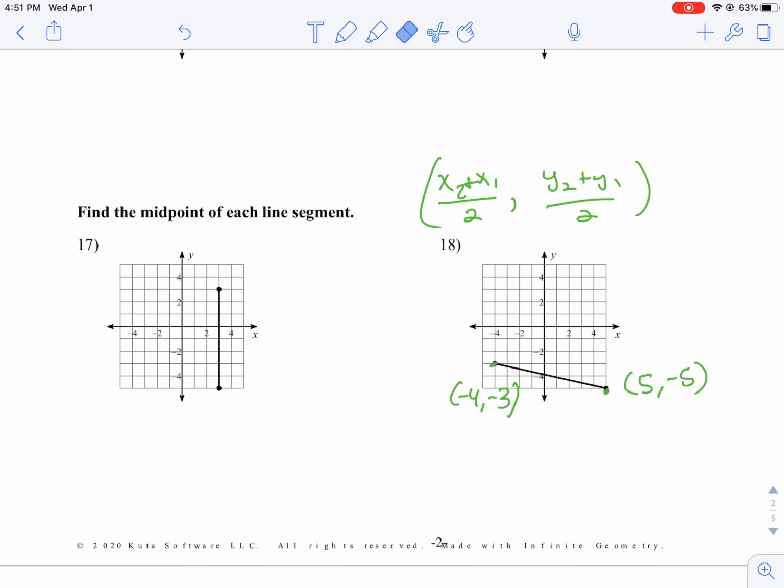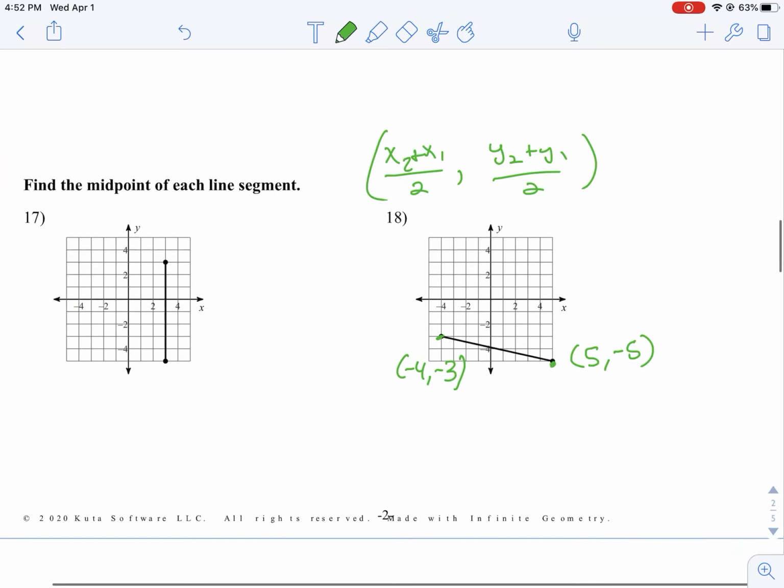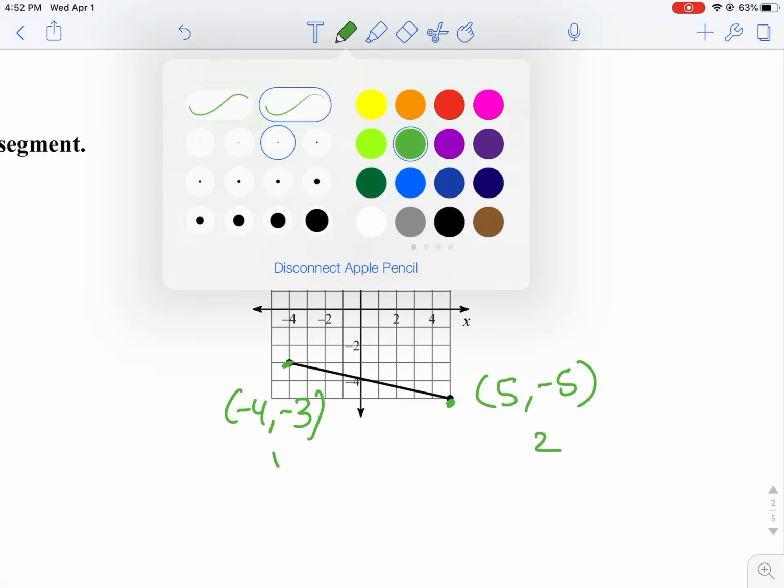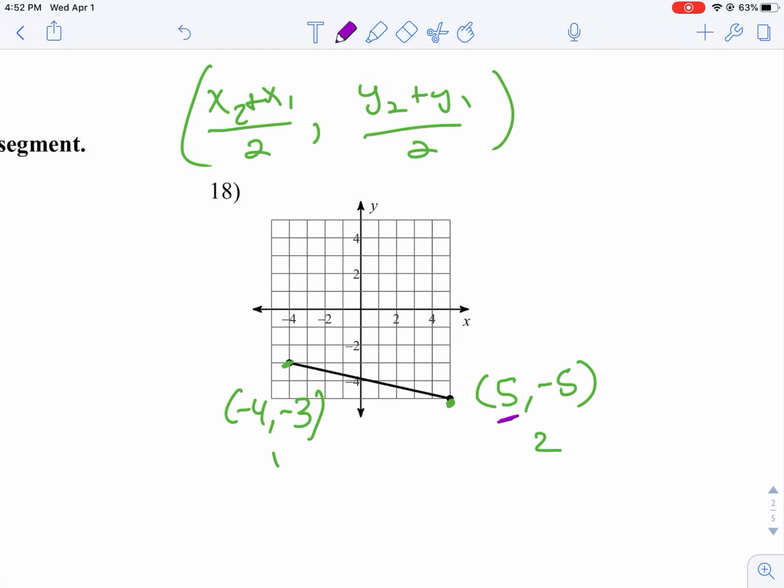All right? And now all we do is use the formula. Let's see here. So let's find the x coordinate. So x2, let's call this point 1, point 2. x2, which is 5, plus x1, which is -4, over 2. That's going to be our new x value. 5 plus -4 is 1 over 2. So it is 1/2. So in our answer, the x value is 1/2.